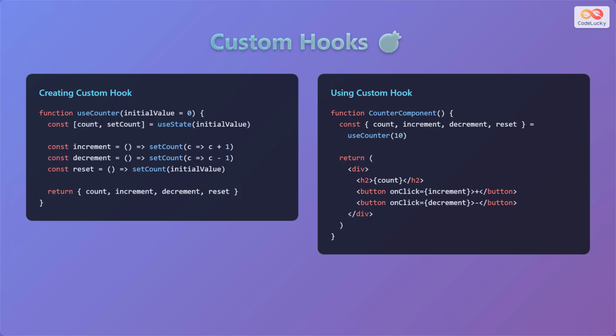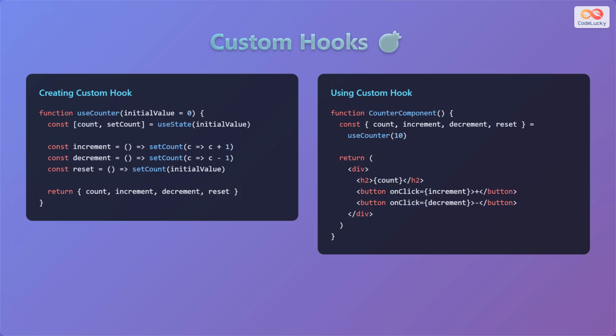One of the most powerful features of React hooks is the ability to create custom hooks. Custom hooks allow you to extract component logic into reusable functions. This promotes code reuse and makes your components more readable. The naming convention for custom hooks is to start with use. Let's create a custom hook called useCounter. This hook encapsulates the logic for a counter, including the state and functions to increment, decrement, and reset the count.